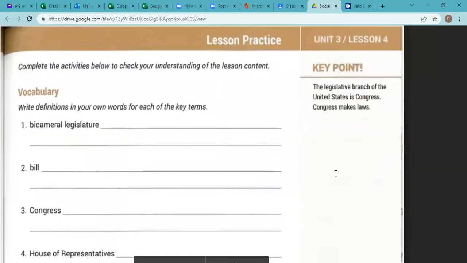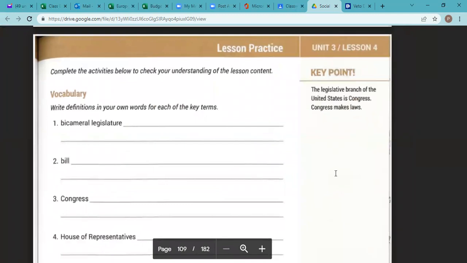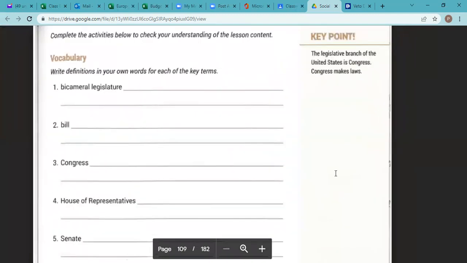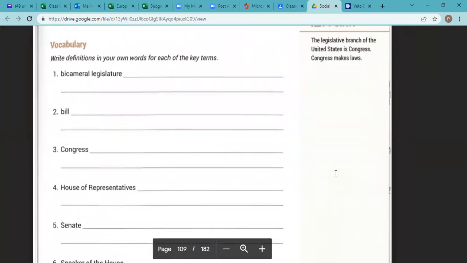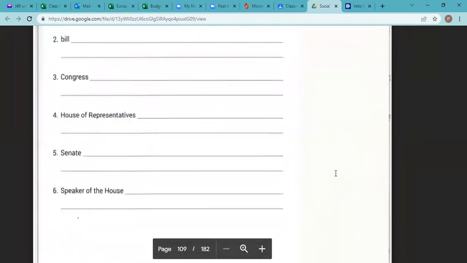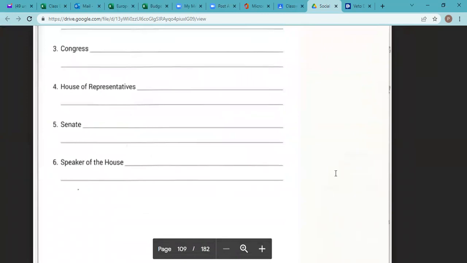Okay. So here is your lesson for practice. You have your vocabulary, bicameral legislature. What is a bill? What is Congress? What is the House of Representatives? So instead of just writing a couple little words here and there, try to look up some additional information when it comes to senators and House of Representatives, not just their terms or how many there are altogether, but maybe look up their ages, what is the age limit?